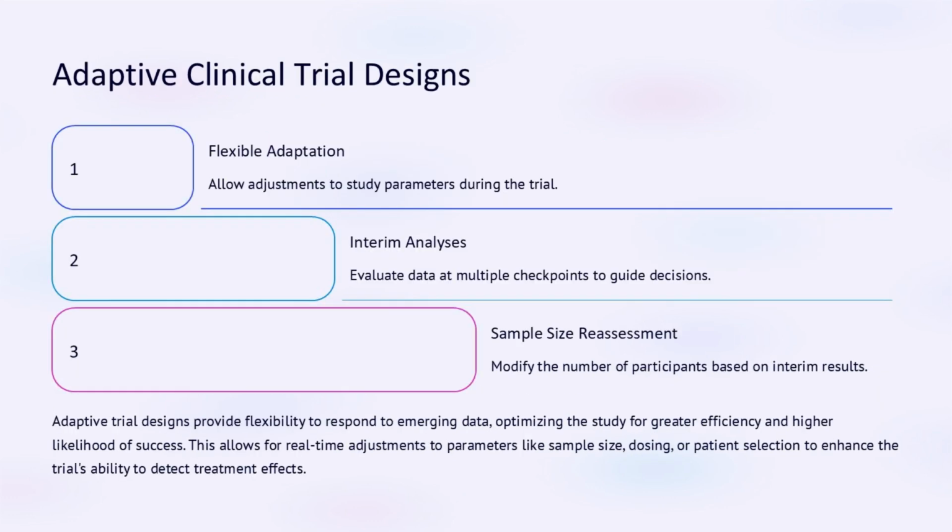Adaptive clinical trial designs allow us to be flexible and make adjustments during the study based on emerging data. This flexibility can come in different forms. We can do interim analyses to evaluate the data at multiple checkpoints and guide our decisions. We can also reassess the sample size based on the interim results, increasing or decreasing the number of participants as needed. The goal is to optimize the trial and increase the chances of detecting a meaningful treatment effect. Adapting the study in real time based on the data gives us a better chance of success compared to a more rigid, traditional trial design.